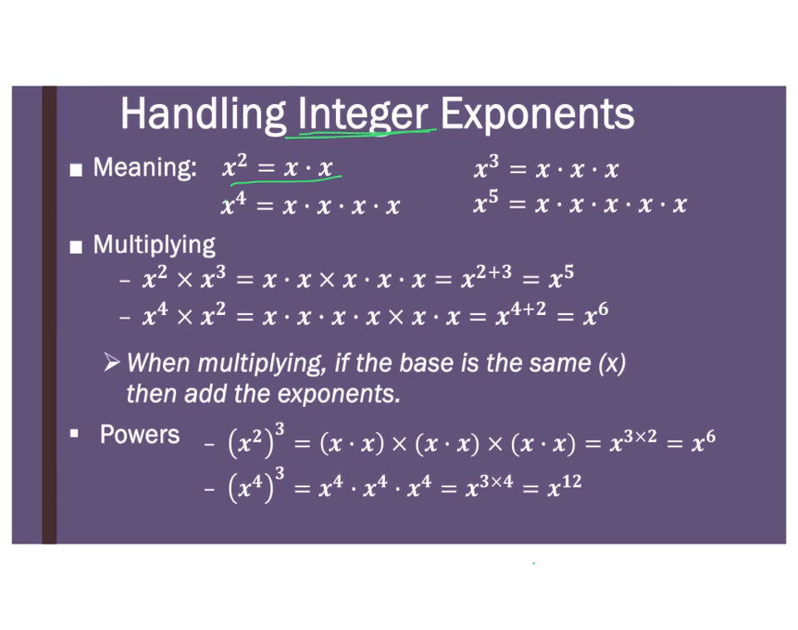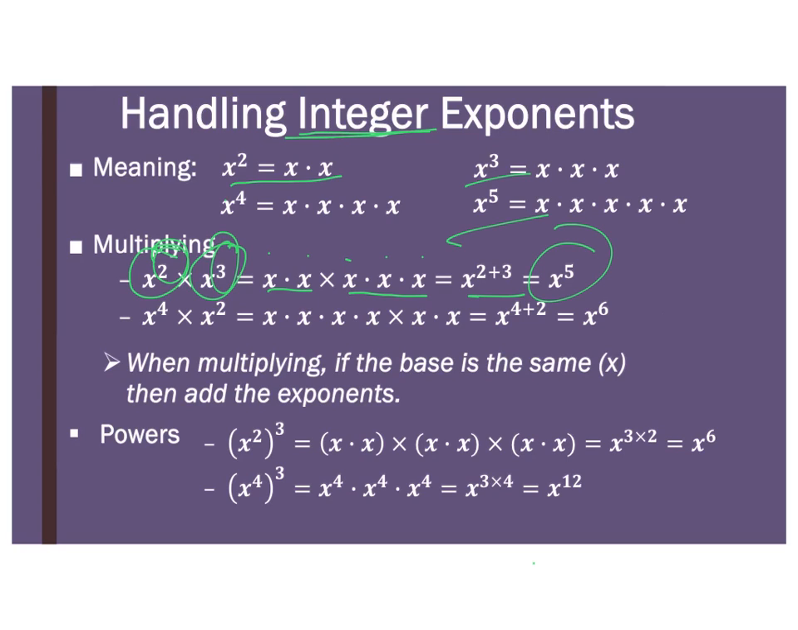X squared is 2 x's multiplied. X to the fourth is 4. X to the third is 3. X to the fifth is 5, right? So now we know what that means. When we multiply two terms that have the exact same base, notice we have x squared, we get 2 x's. X cubed, we get 3 x's. So really we're going to have 5 x's all together. 1, 2, 3, 4, 5. So that is x to the 2 plus 3, which gives us x to the fifth.